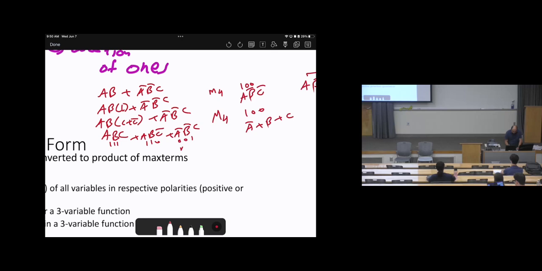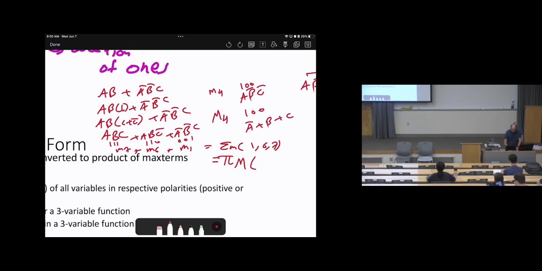This is equivalent to M1, this is equivalent to M6, and this is equivalent to M7. Then as a result, it's the sum of M1, 6, 7. This is in terms of min terms. If we need to deal with max terms, it's pi, with M as uppercase, then take the complement.